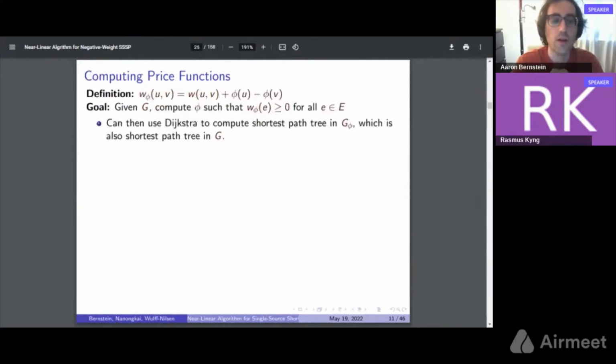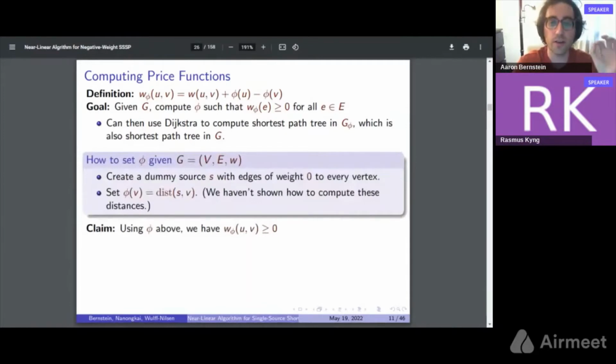We also want to talk about computing prices. Again, you can set any price function you want and do this transformation, but really the goal is to compute a price function such that these reduced weights are all non-negative. If we can do that, then we've solved the problem, because then we can just use Dijkstra to compute a shortest path tree. That shortest path tree will be the same as in the original graph, because prices don't change shortest paths.